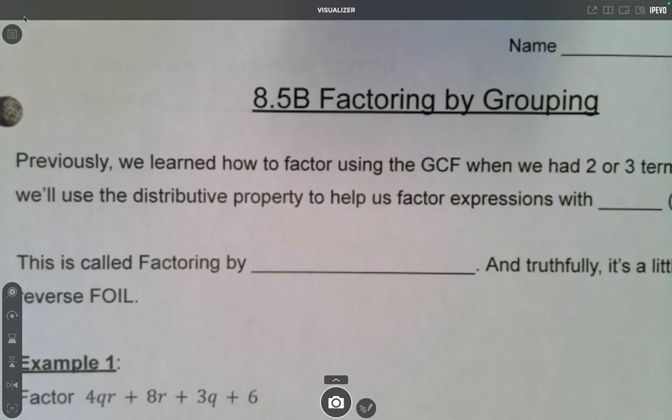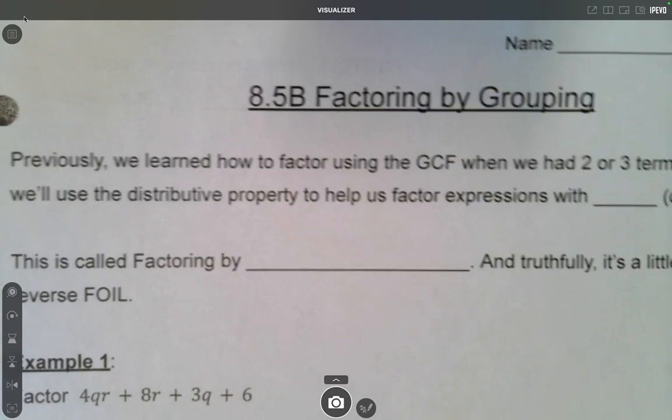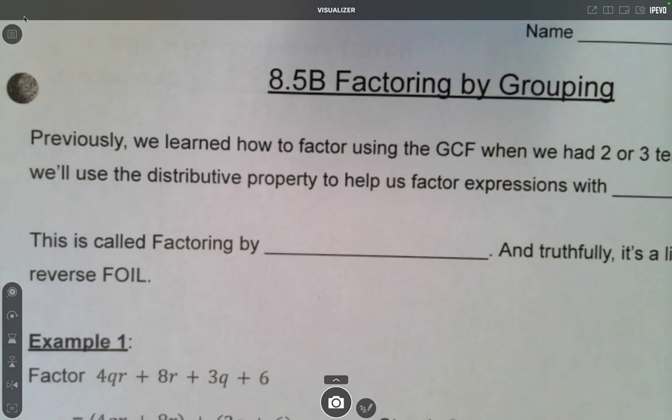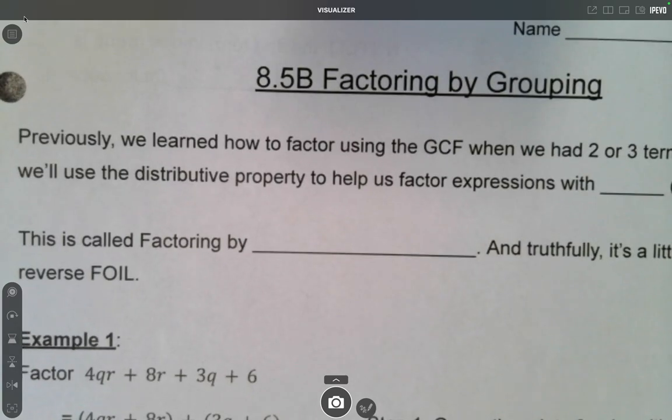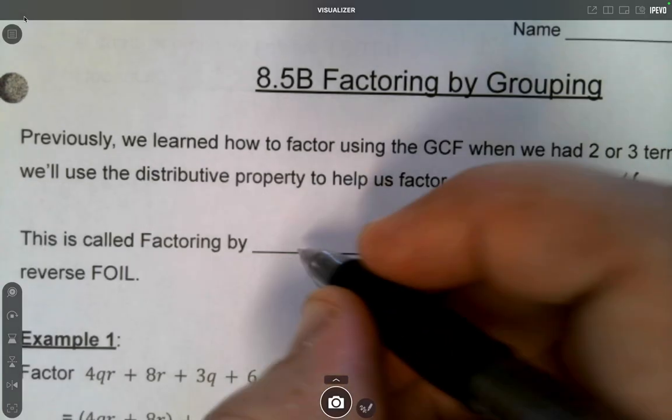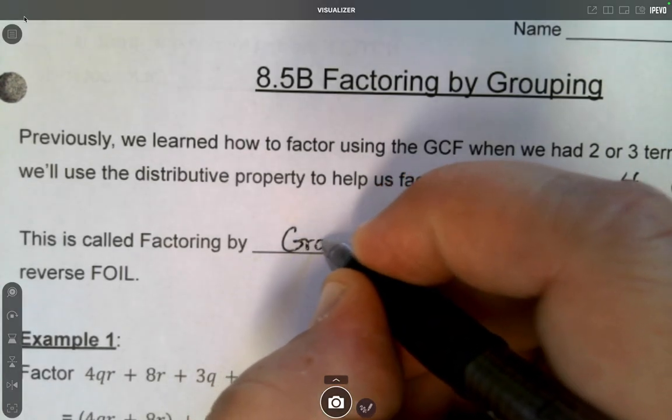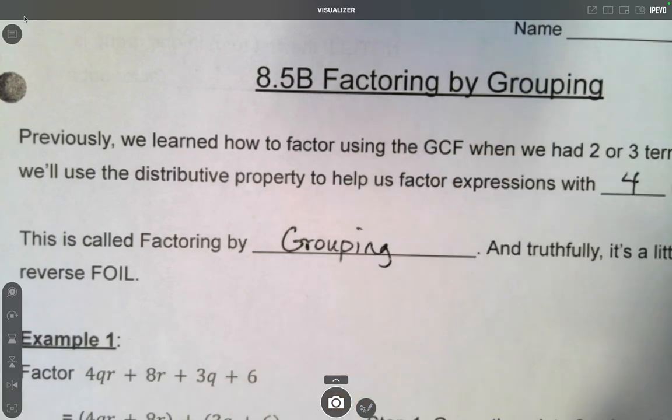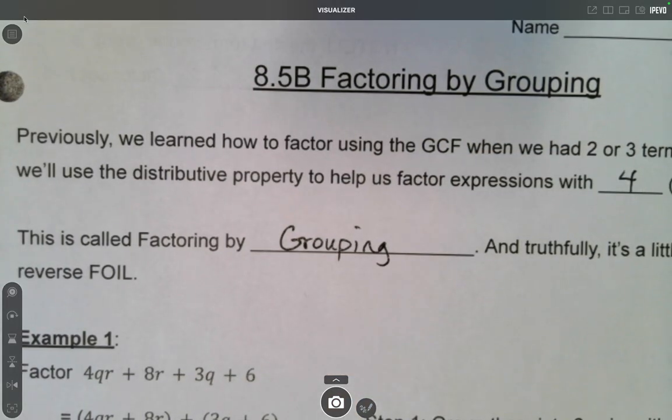All right, so we introduced factoring by finding the greatest common factor when we had just 2 or 3 terms. In this lesson, we'll use the distributive property to help us factor expressions with 4 or more terms. This is called factoring by grouping. And truthfully, it's a little bit like a reverse FOIL.